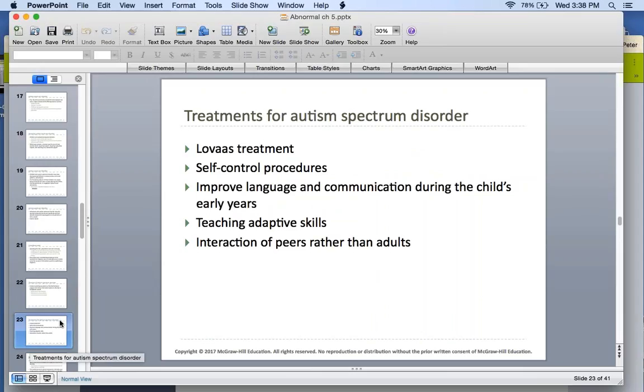Treatments. We have the Lovaas treatment. We have self-control procedures. We teach people to improve their language and communication during the child's early years. We teach adaptive skills, and we teach with interaction of peers rather than adults. Okay.